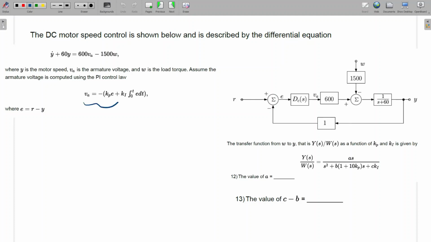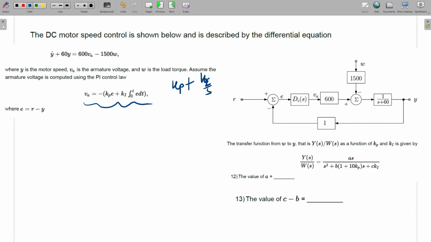This one equation is written here. Okay, so this is the controller, Va by E, that is given here: Kp plus Ki by S. So if you do the Laplace of this one, Va by E is equal to, this minus is there.